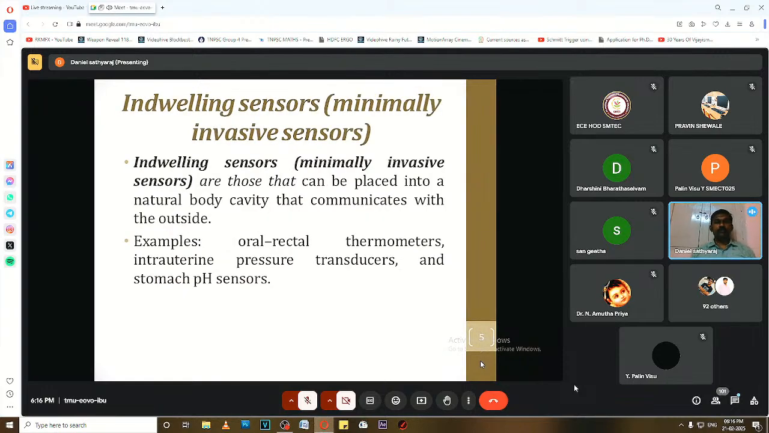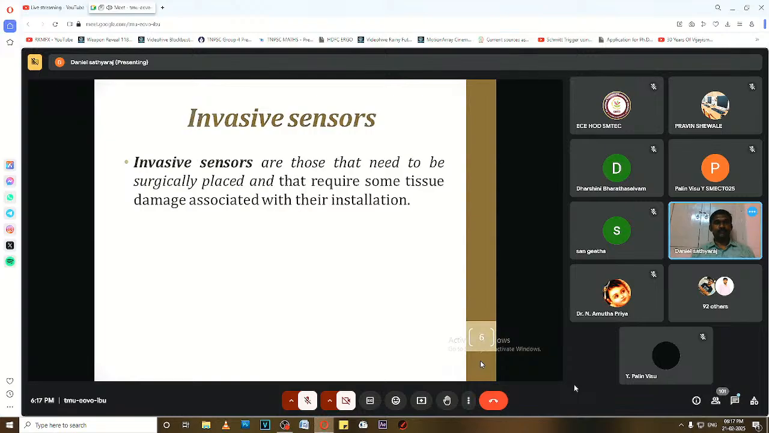The second type of biomedical sensors is in between the invasive and non-invasive sensors. These are indwelling sensors, and they can be placed into a natural body cavity. Examples are oral or rectal thermometers. These types of sensors can be used to measure temperatures. Pressure transducers and stomach pH sensors can also be examples of indwelling types of sensors.